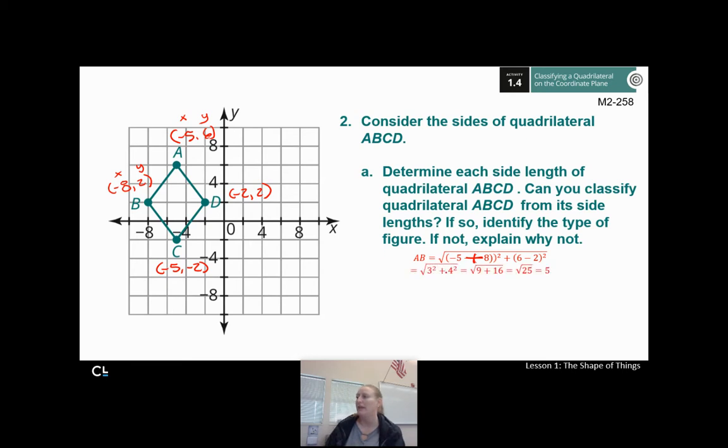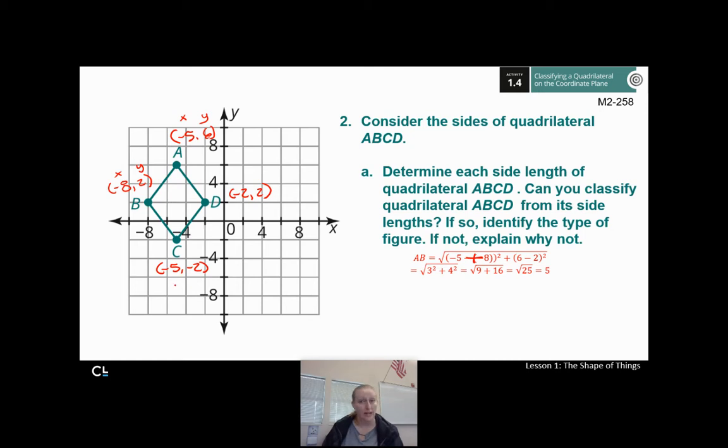And then we work it from there. 3 squared is, of course, 9. 4 squared is 16. 9 plus 16 is 25. And I didn't even need my calculator for this. I was like, I know this one. The square root of 25 is 5, because 5 times itself is 25. Yay. All right, let's go ahead and do BC. So again, subtract my x coordinates, -8 minus a -5.